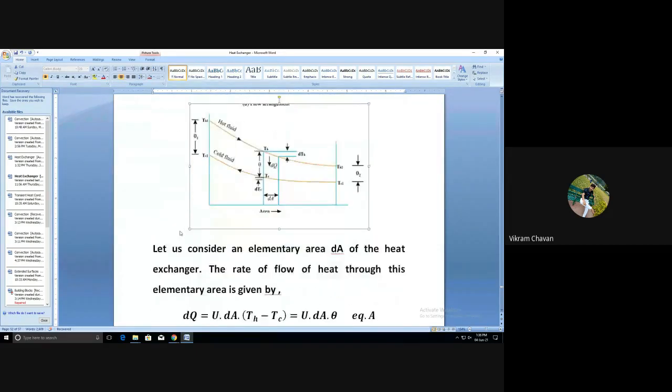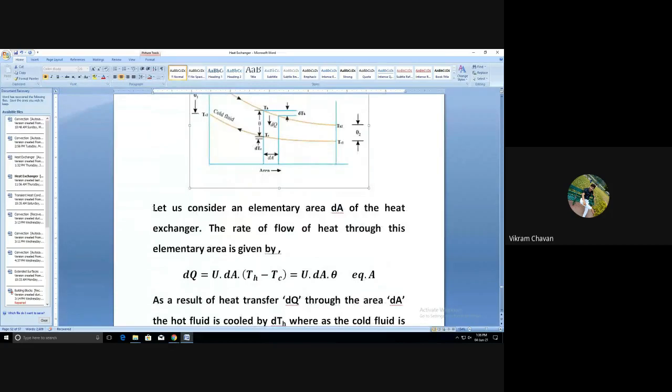Have you drawn the diagram? So you can write: let us consider an elementary area dA of the heat exchanger. Full stop.